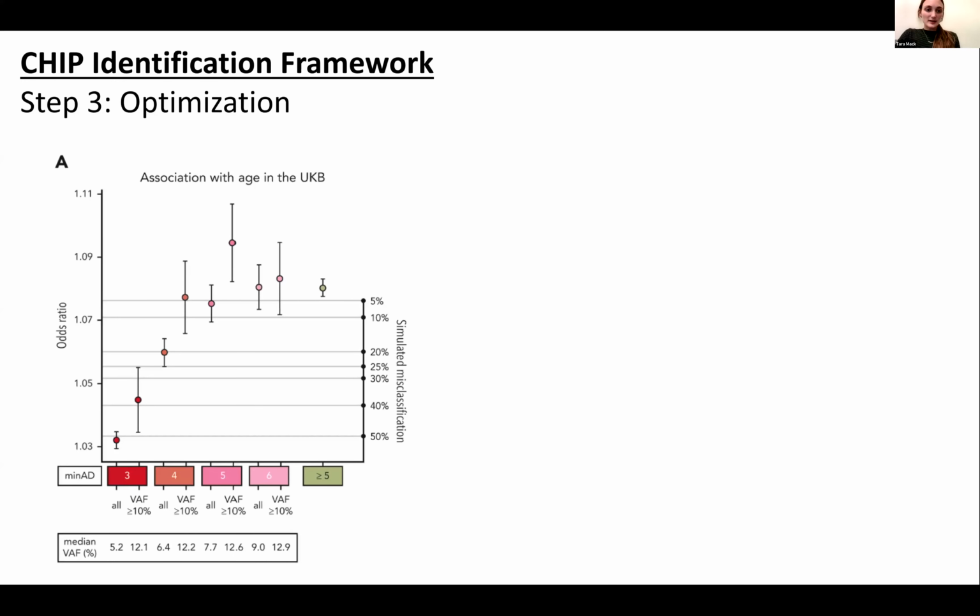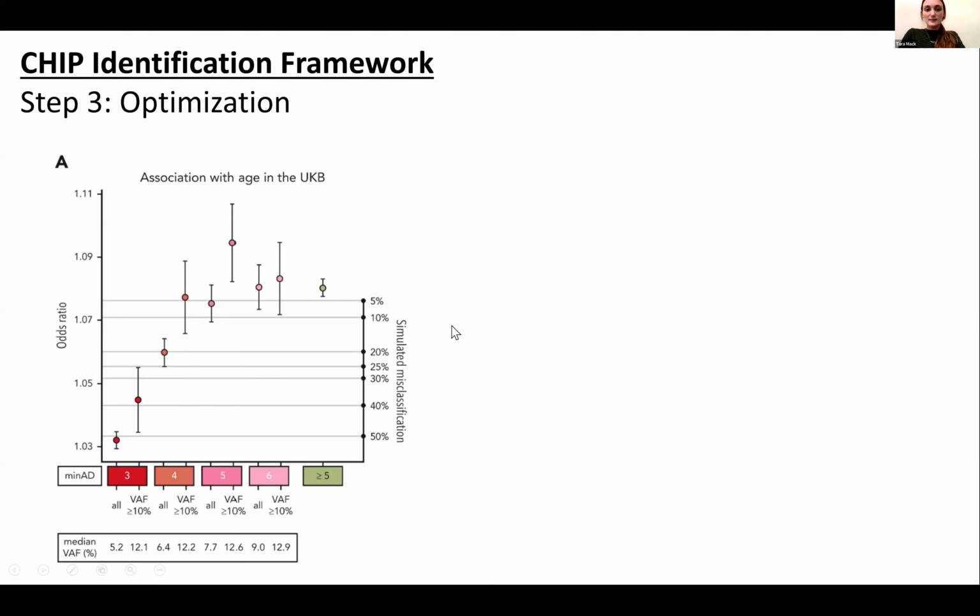And so to do this, we tested the association with age for different cutoffs for our minimum allele depth, right? The one I showed you at the beginning was a minimum allele depth cutoff of 3. We also tested 4, 5, 6, so different thresholds. And we saw that as we increased that threshold and made it a little bit more stringent, we saw an increased association with age, which tells us that we're getting closer to real CHIP calls.